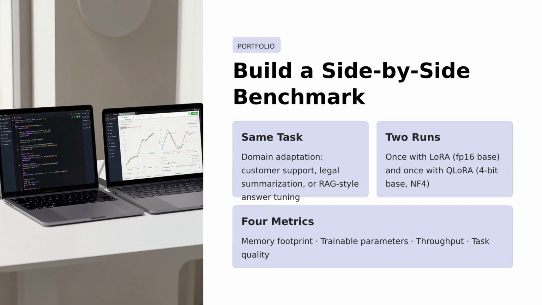For the portfolio piece, build a clean side-by-side benchmark using the same task throughout. Something practical like customer support, legal summarization, or RAG answer tuning. Then run it twice, once with standard LoRA on an FP16 base model, and once with QLoRA using a 4-bit NF4 base. Compare 4 things clearly: memory use, number of trainable parameters, training throughput, and most importantly, final task quality.